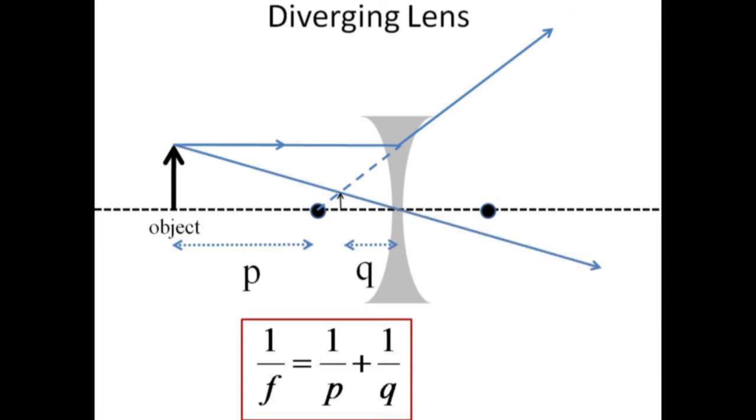A ray through the center of the lens goes unrefracted. A ray headed toward the far focal point emerges parallel to the optical axis. These rays can all be traced back to the virtual image with negative q value. The same lens equation is used, but f and q are both negative in this case.